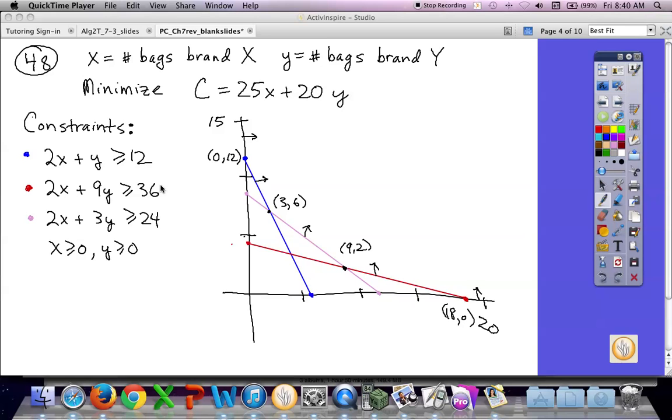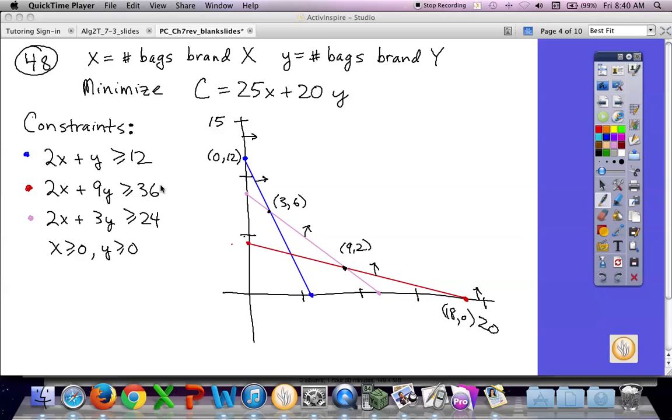The constraints are, pretty much like we went through for the vitamins and all that kind of stuff. The brand X has 2 units of nutritional element A. Brand Y has 1 unit of A, and the minimum requirement is 12. So 2X plus Y is greater than or equal to 12.